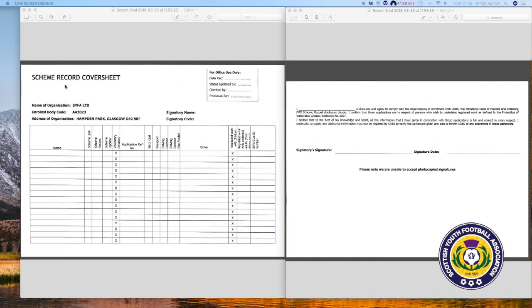With the names down here, if you then put the forms in the order in which the names are down here, and then you post or hand them in to the Scottish Youth FA at Hampden. Now, it is important that these forms arrive as quickly as possible, especially now that you have to have had your certificate back from Disclosure Scotland before you can start working. There is now an urgency to get these in.